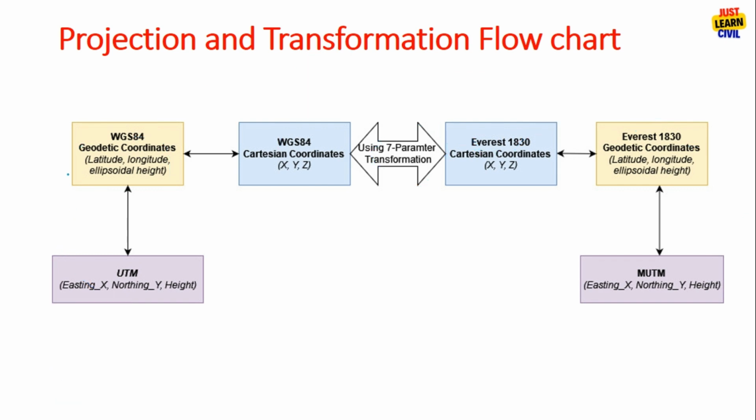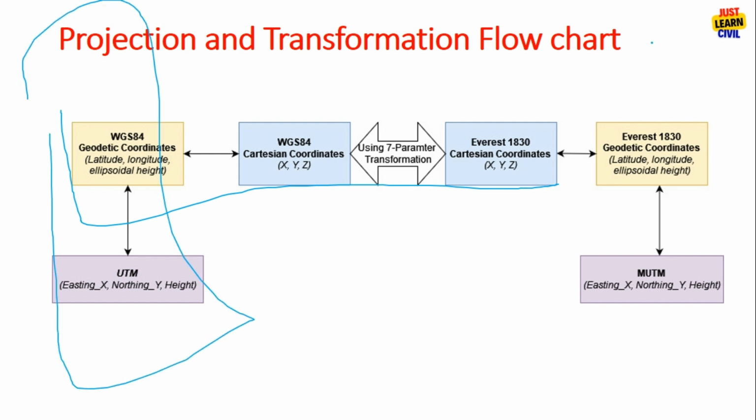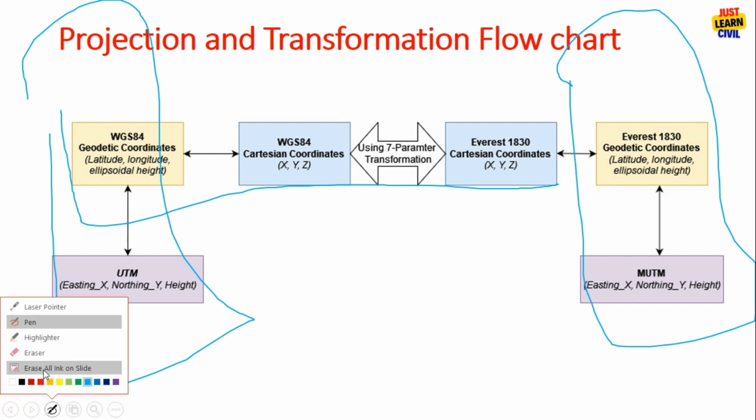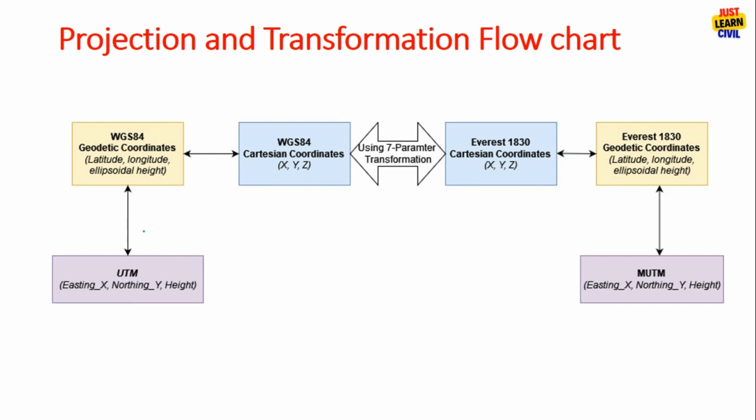So we have two modules here. One is for transformation, the above one is for transformation from WGS 84 to Everest 1830, and the other is projection. Here we have projection 1 and we have projection 2, but the formula for both projection is same. So that is, we have three processes for transformation. One is convert to Cartesian coordinate, transform it to Cartesian coordinate of another datum, then again make the Cartesian coordinate to the geodetic coordinate of that datum.